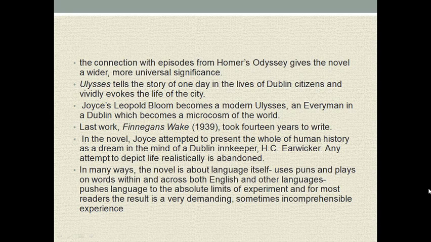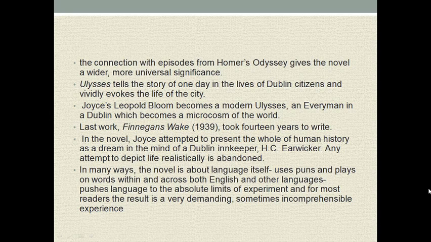However, this connection with the episodes from Homer's Odyssey gives the novel a wider, more universal significance. Ulysses actually tells the story of just one day, June 16, in the lives of Dublin citizens, and vividly evokes the life of the city. And here the main character, Leopold Bloom, becomes a modern Ulysses, and every man in Dublin, which becomes a microcosm of the world. Dublin actually represents a microcosm of the world.